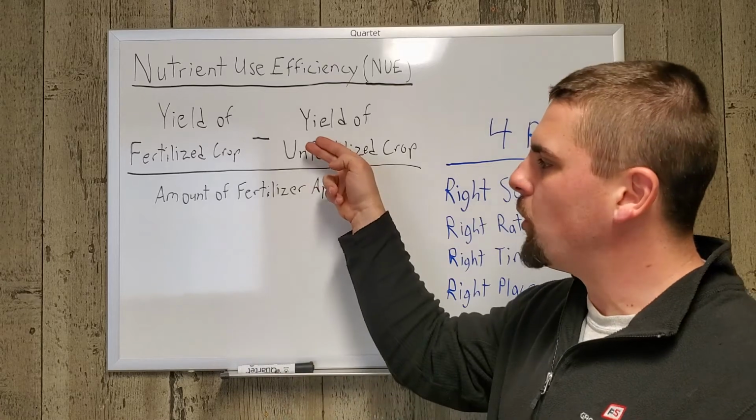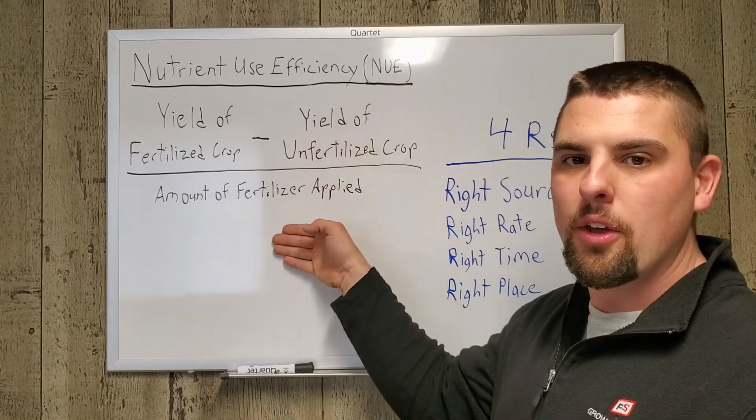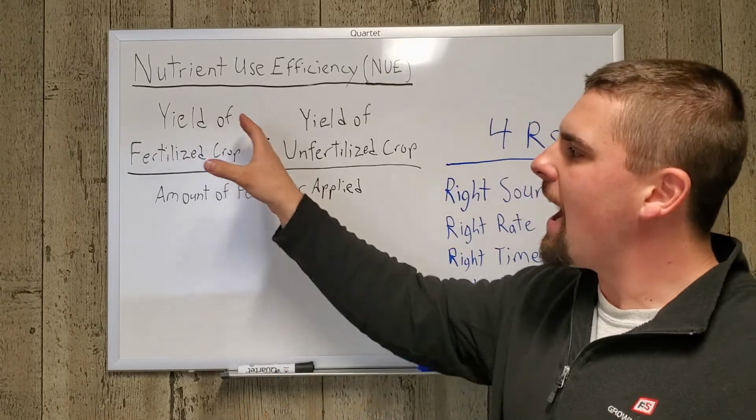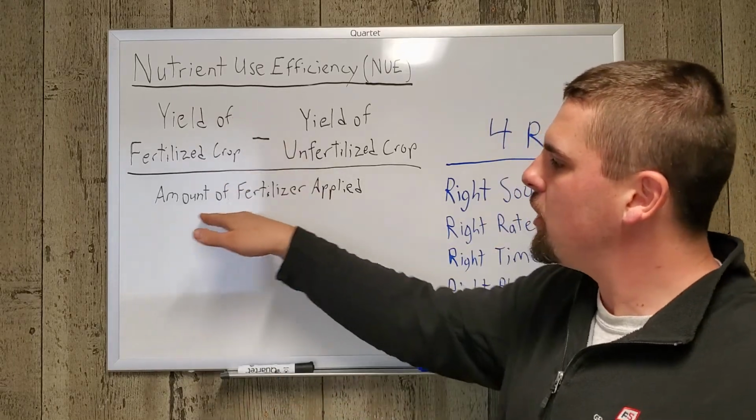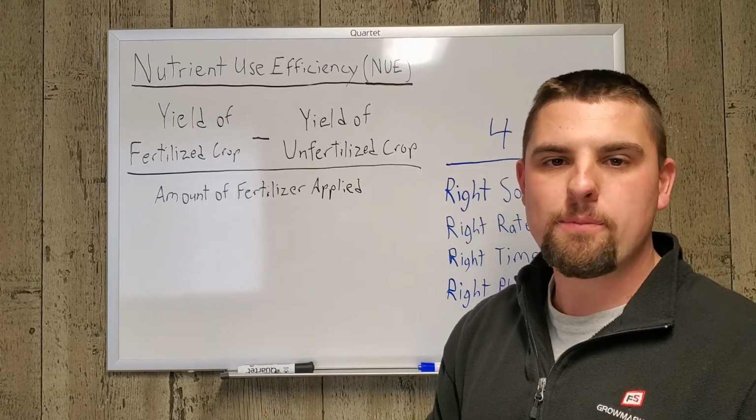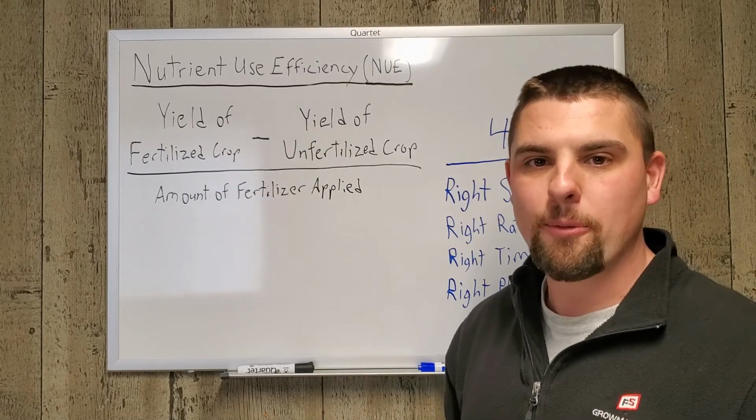So this is going to be in either bushels or pounds of yield per pound of fertilizer. We want this number to be as high as possible because for every unit of fertilizer we pay for, we would like to get as many units of yield that we get paid for.